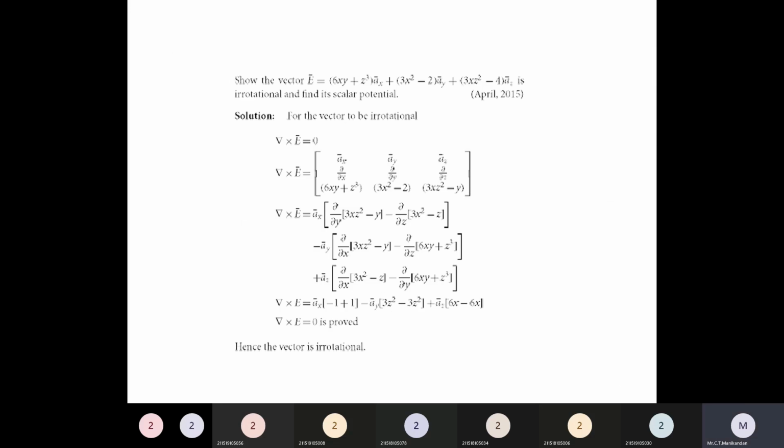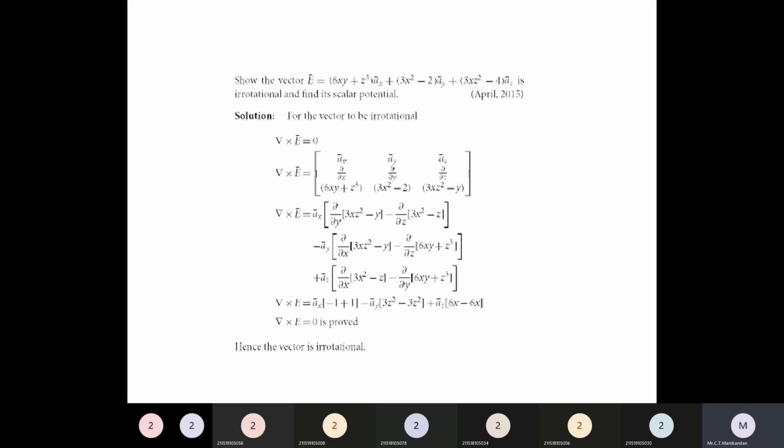Okay, and you can see this next problem: show that the E vector is irrotational and find its scalar potential. Here you can go for the concept of irrotational from the concept of curl.